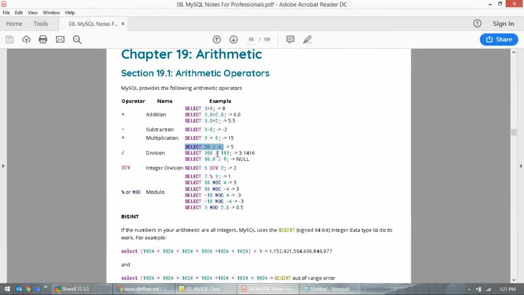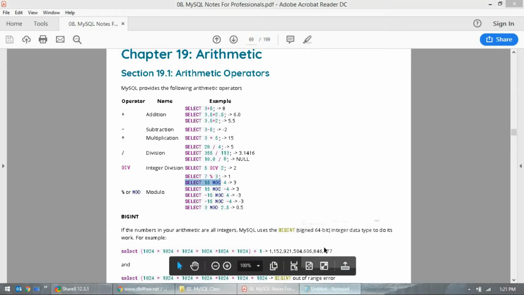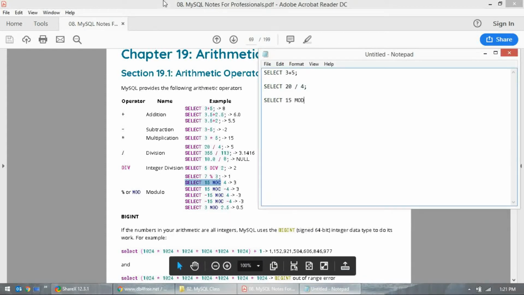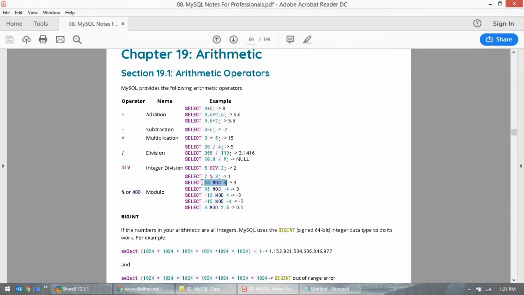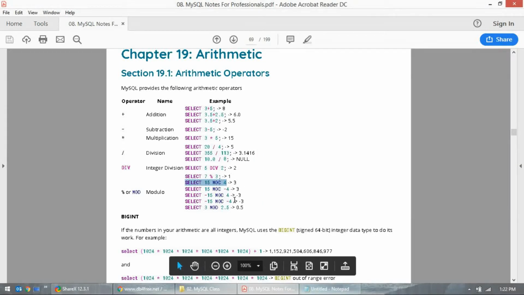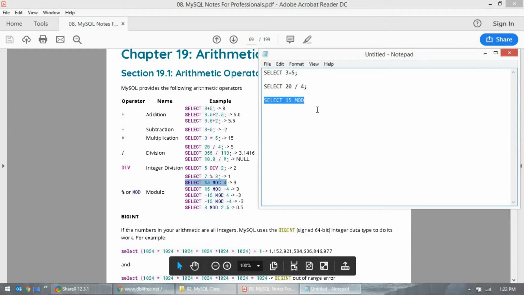So here we can perform a lot more things. You have MOD. Oh no, this is not C, this is D. Okay, select 15 MOD, modulo. I'm trying to do modulo here. Let's try to do this modulo. Select 15 modulo 4. So it should be written 3.